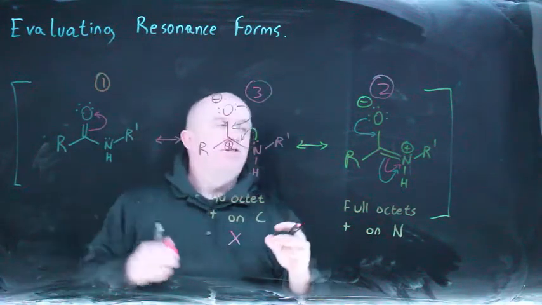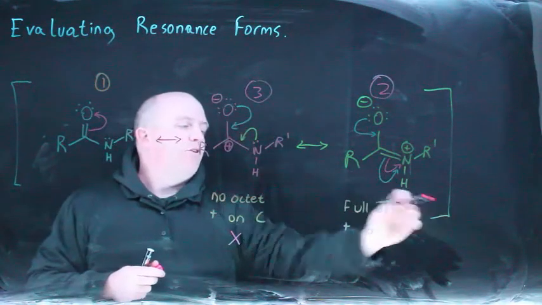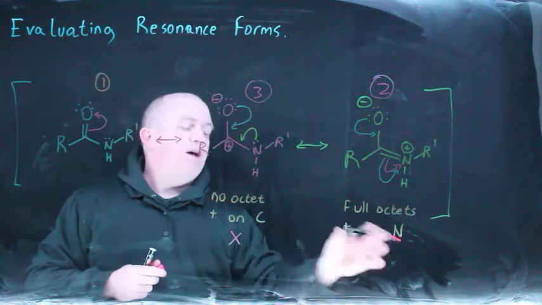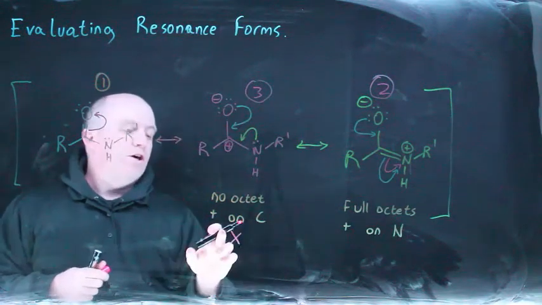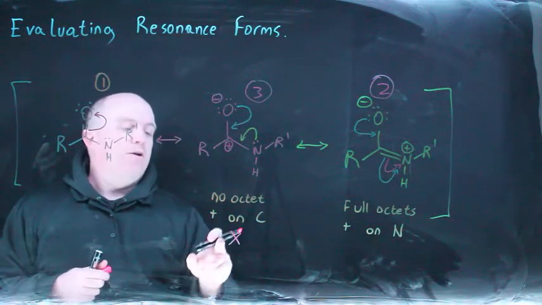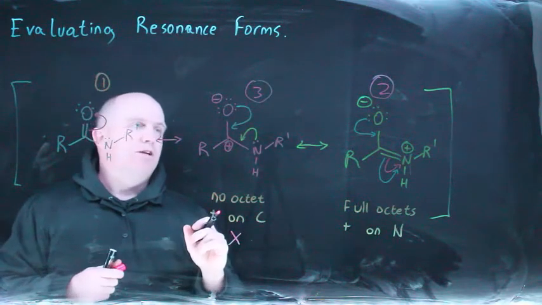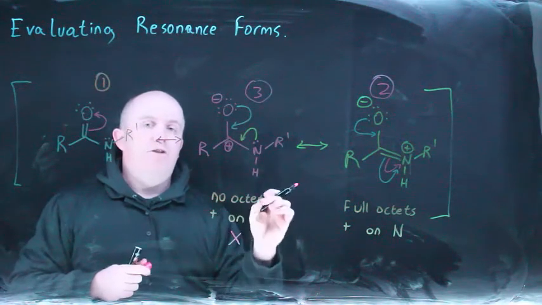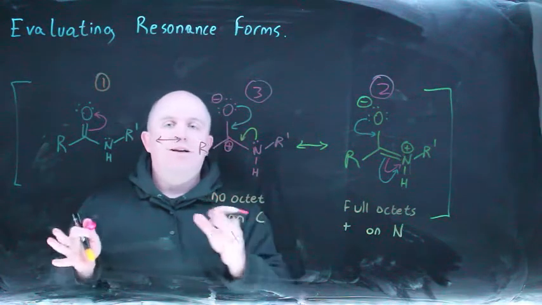The best is everything neutral. Second best is everything with full octets, even though that's bad from an electronegativity standpoint. Worse is no octet on the carbon, even though that puts the plus where you'd expect it. The octet rule is the rule that matters most. The other ones are secondary to that.